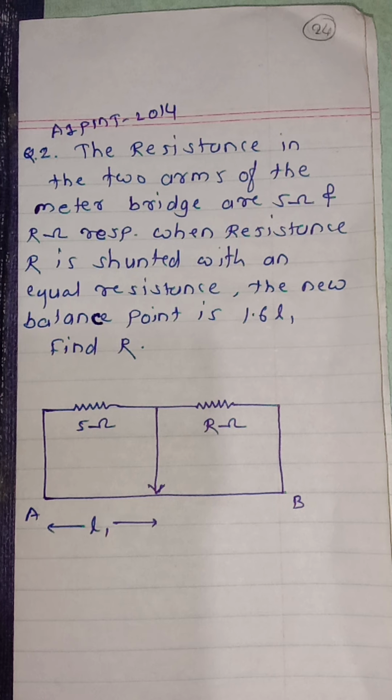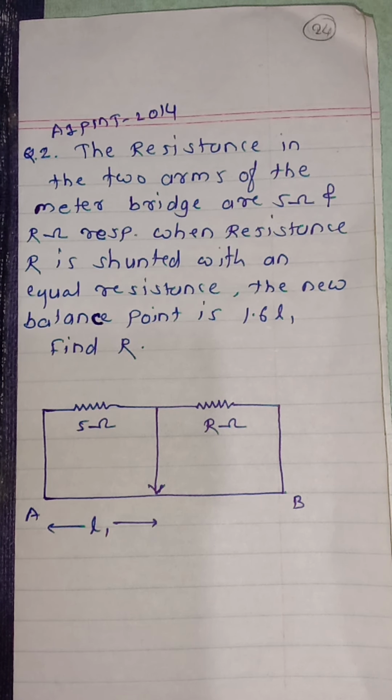While discussing the problem, the first resistance is connected in the left gap and the other resistance is connected in the right gap. The initial balancing point is L1, and when the resistance R is shunted, shunt means the process of joining a parallel resistance, the balance point is shifted toward the right side, and point A is at 1.6 L1. And the wire is 100 cm. Don't forget, this is the meter bridge. Meter bridge means the AB wire has a 100 cm length.